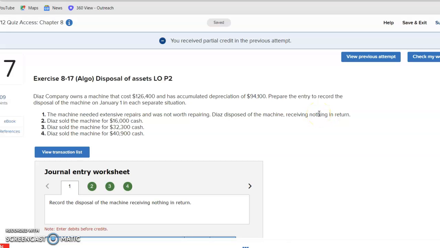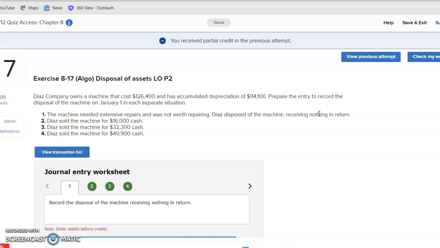I'm going to do the presentation for Quiz Access Chapter 8, question number 7. And the question reads, DS Company owns a machine that costs $126,400 and has accumulated depreciation of $94,100. Prepare the entry to record the disposal of the machine on January 1st in each separate situation.